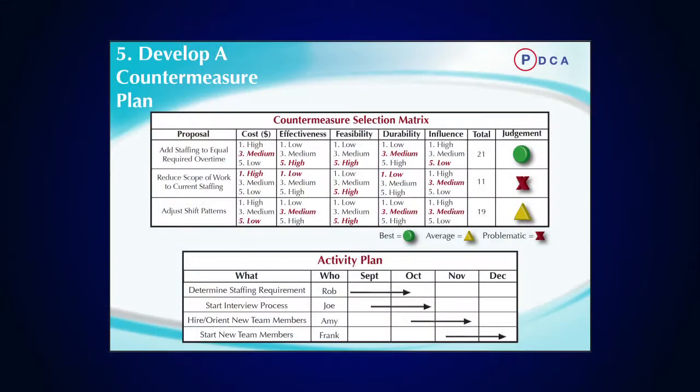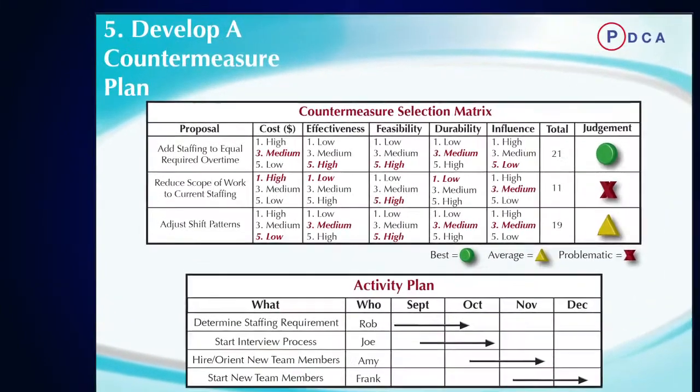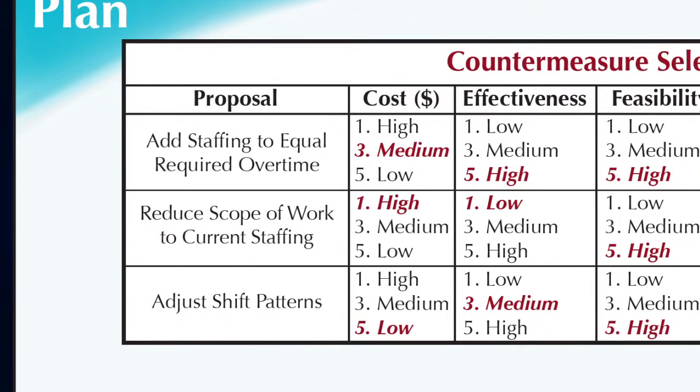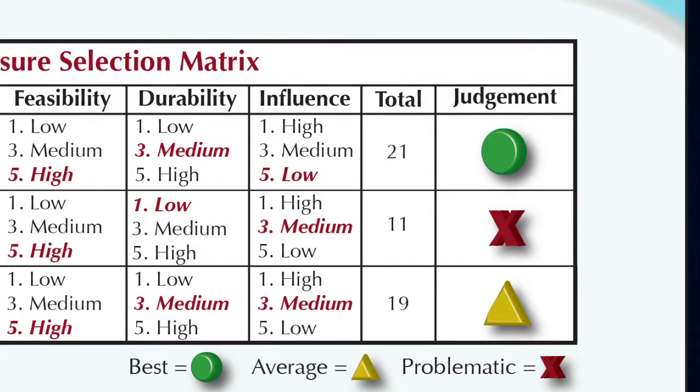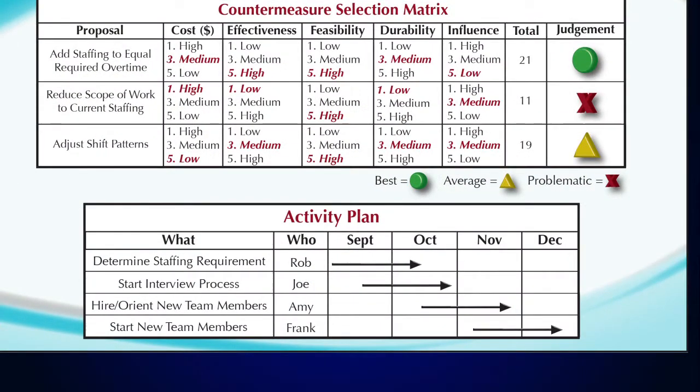For our sample problem, we come up with 3 possible countermeasures. We then used a selection matrix to score each option to help select the best of 3 possible countermeasures. As you see in our matrix, the first option of add additional staffing scored highest on the selection chart. This should be the countermeasure you attempt first. We then created an activity plan to show who is responsible for each specific step.